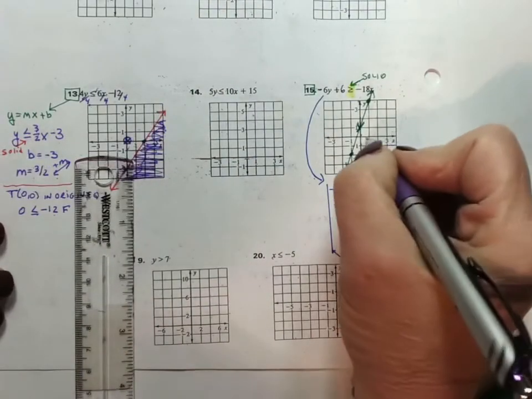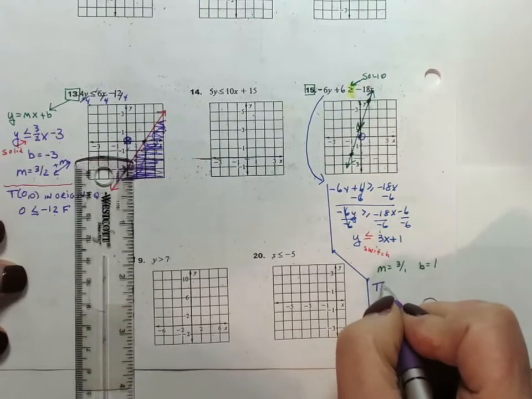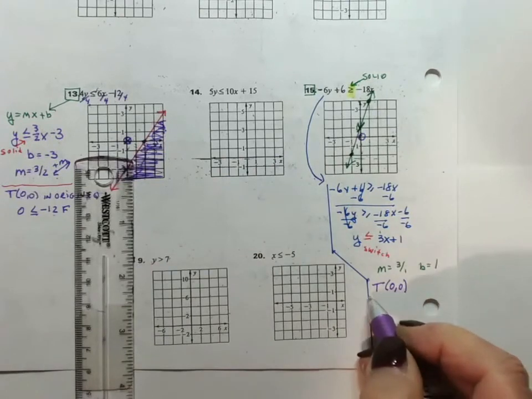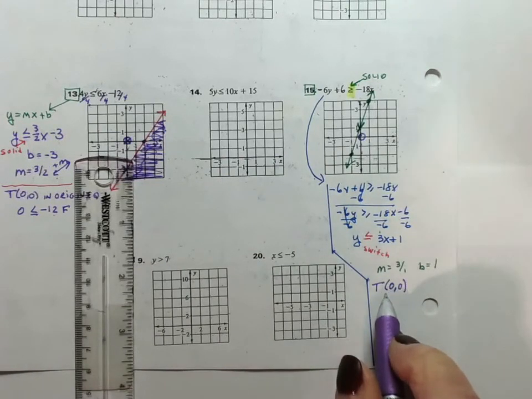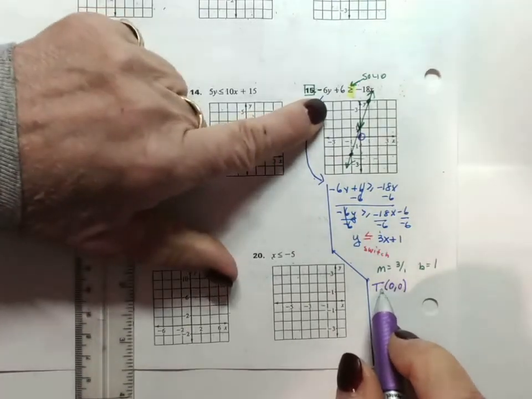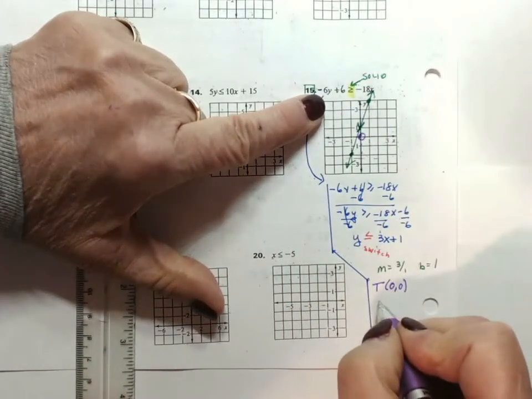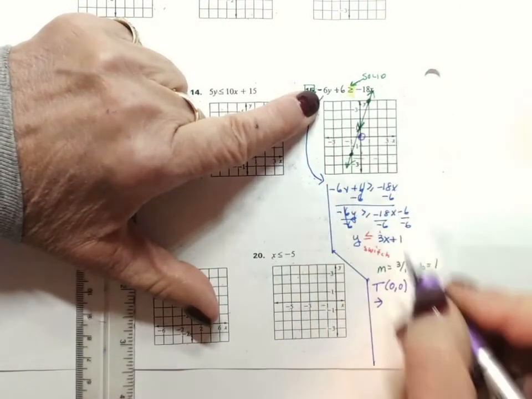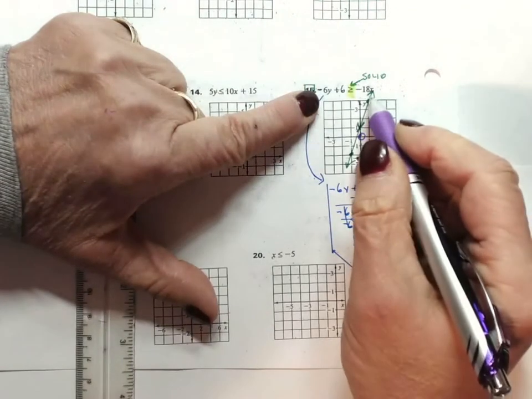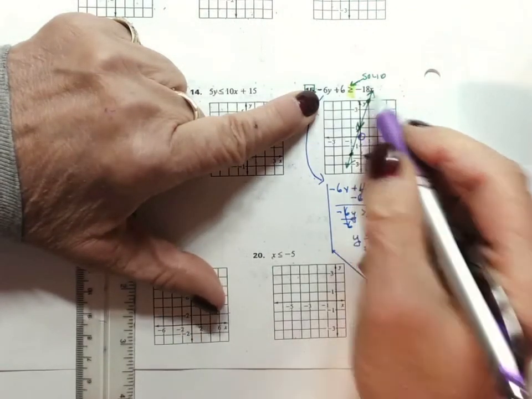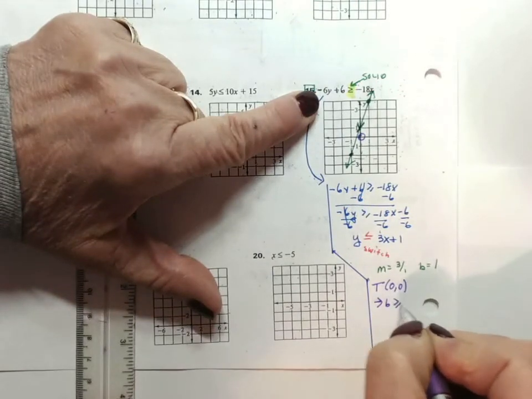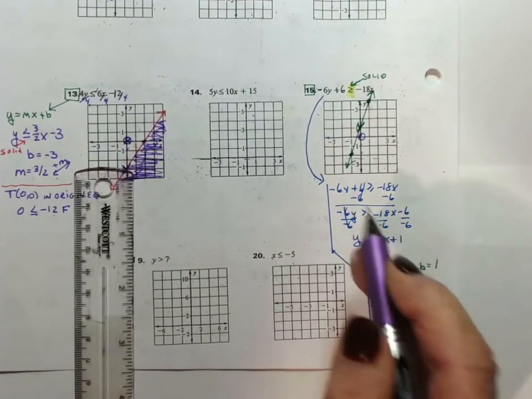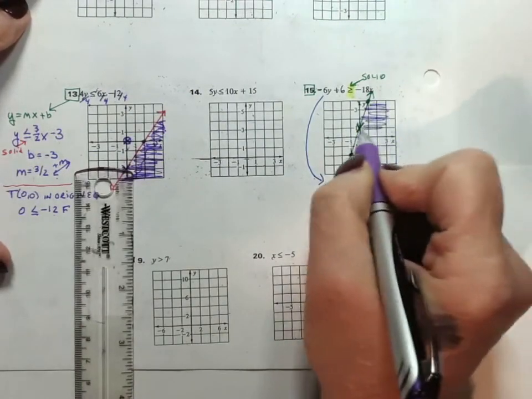And then I want to test 0, 0. And I want you to show this step. You're going to test 0, 0. If I plug in 0, on the left-hand side, what do we get? We get 6. On the right-hand side, what do we get? We get greater than or equal to 0. That is true. Because that's true, we shade this side.